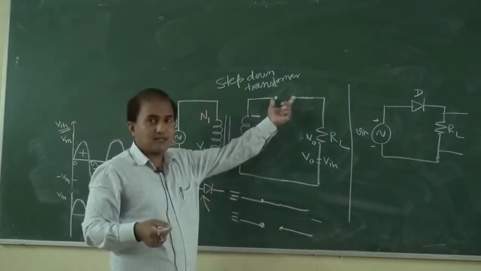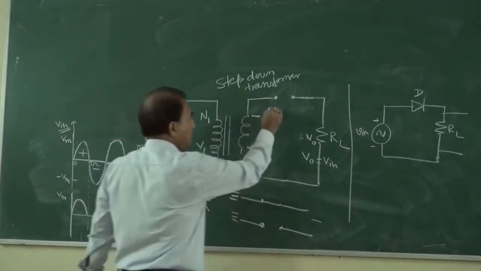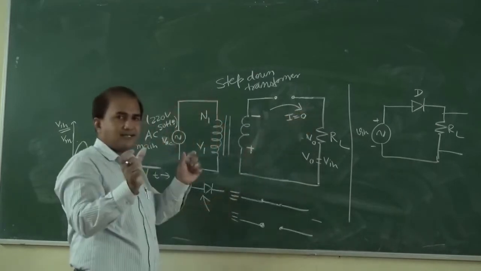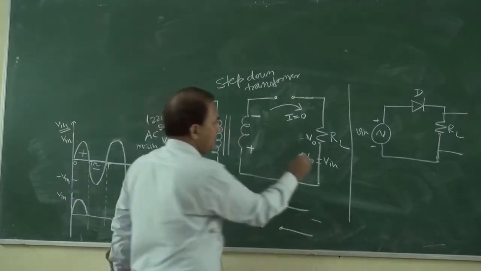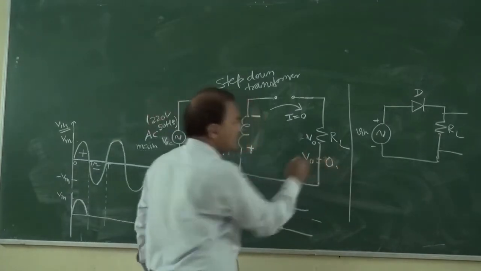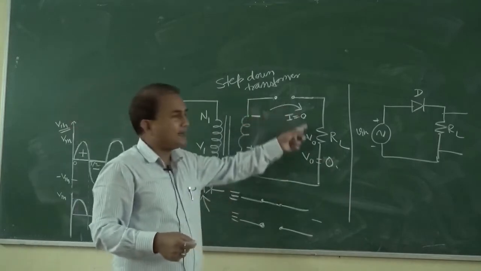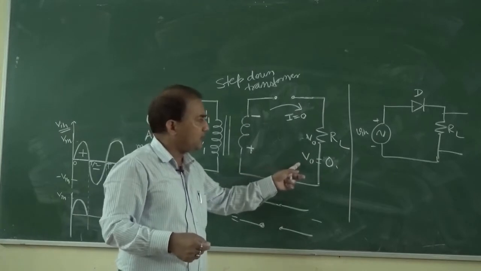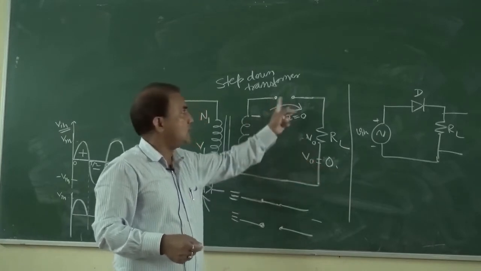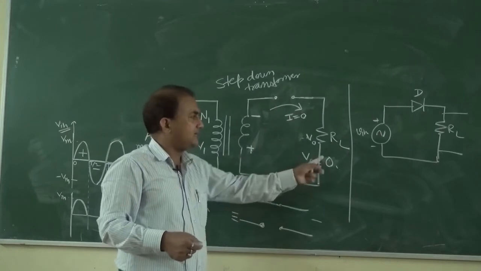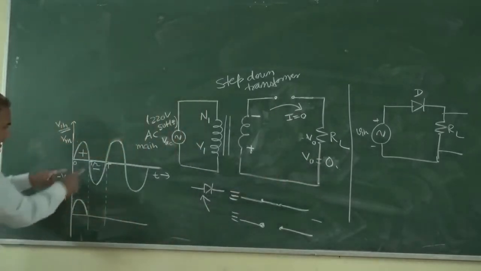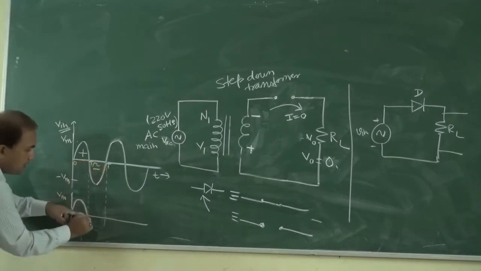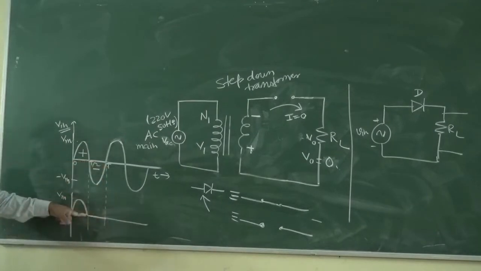Okay. Now since this is open, I will be equal to 0 because this is open. Then V output will be equal to 0. Since no current is flowing through this load or through this circuit, V output is equal to 0. As this is open, so I is equal to 0. So V naught is equal to 0. You can see from time period T by 2 to T, output is 0.